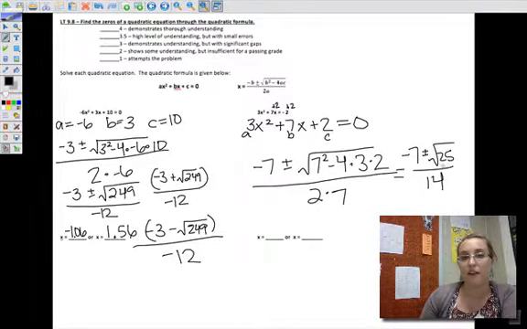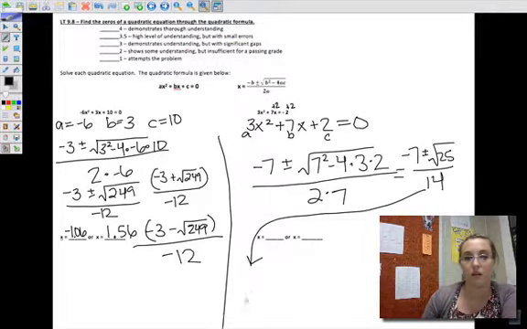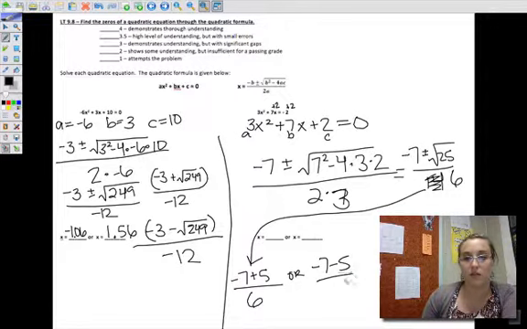Square root of 25 is 5, so that leaves me with 2 problems. That leaves me with -7 plus 5 divided by 14, and then, oops, I'm sorry, not 14. I made a mistake there. This would be 2 times a, that's 3, right? So that would be 6 here. Okay, so it's -7 plus 5 divided by 6, or -7 minus 5 divided by 6.